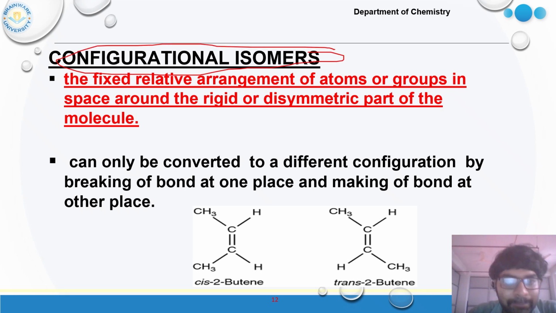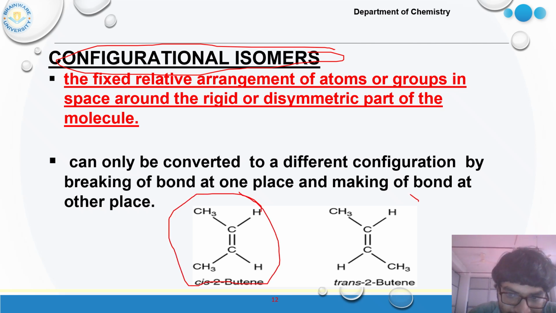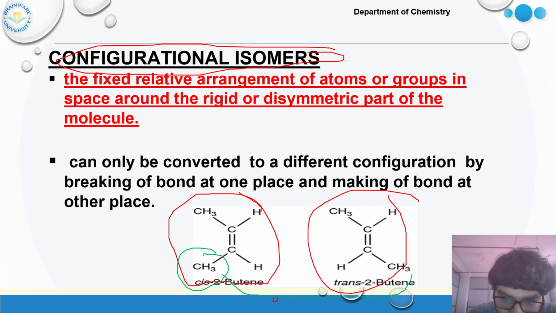What is the meaning of configuration? Configuration means the arrangement of atoms in three-dimensional space. So, just look at this example. This is cis-2-butene and this is trans-2-butene. In order to convert cis-2-butene to trans-2-butene, what do we have to do? We have to break this CH3 and attach this CH3 to which side? To the opposite side.